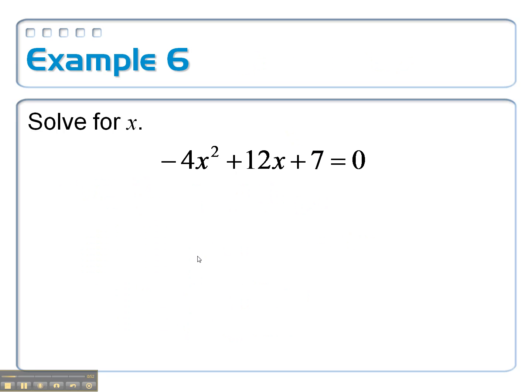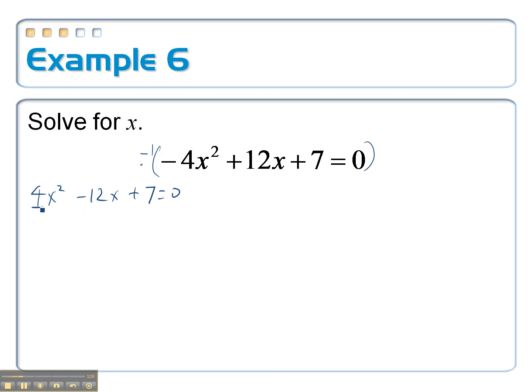Okay, it gets a little tougher when your leading coefficient is not a 1. Even more than that, if you ever have a leading coefficient that's negative, you want to get rid of it by just multiplying everything by negative 1, which basically means you just change all the signs. So let's instead work with 4x squared minus 12x plus 7 equals 0.